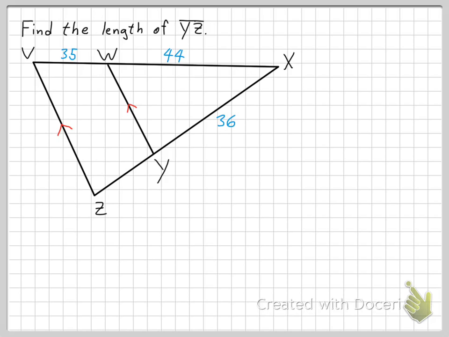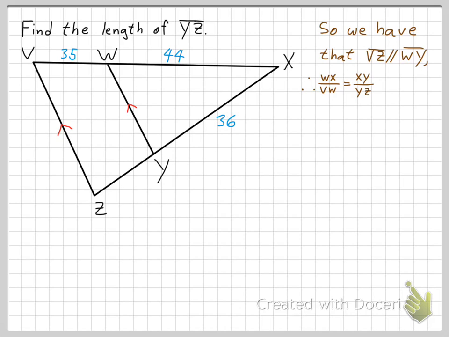Okay, now let's find the length of line segment YZ. So that's this length here. We don't know what that length is, and it is our task to find out what that length is. But we can use, of course, the triangle proportionality theorem because we have these two chevrons, right? These are called chevrons, and they denote that those two line segments are parallel to each other. So because we see those chevrons, we have that line segment VZ is parallel with line segment WY.